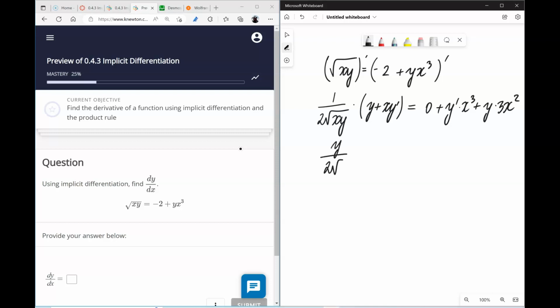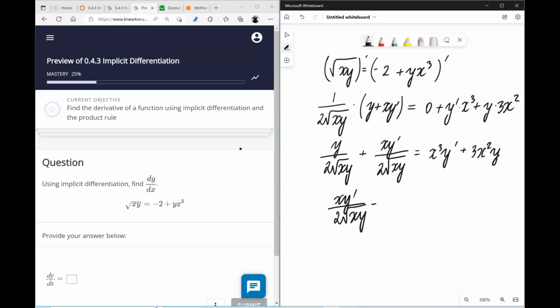So we have y over 2 square root of xy minus x plus xy prime over 2 square root of xy. On the right side we have x cubed y prime plus 3x squared y. We collect all the y primes on one side, so xy prime over 2 square root of xy minus x cubed y prime on the left, and on the right we'll put 3x squared y minus y over 2 square root of xy. And now we can factor out y prime here, so I can remove it here.